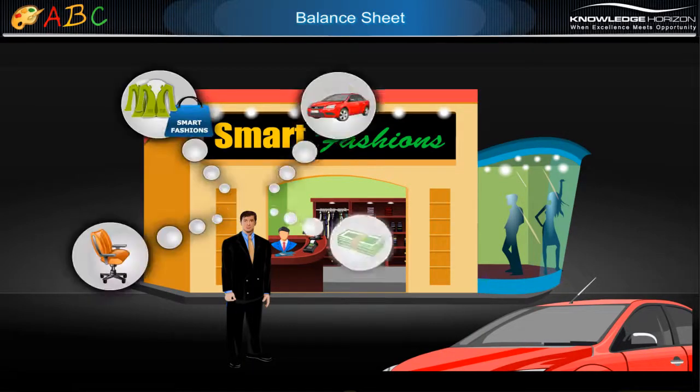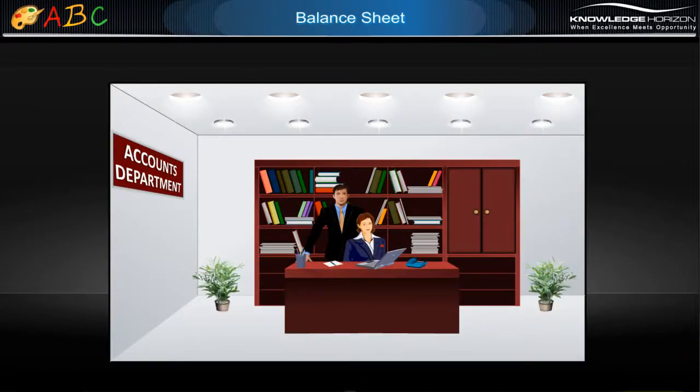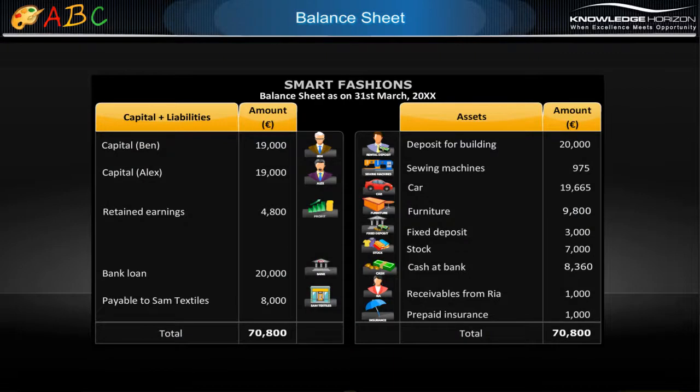Ted needs to know where the business stands, and he finds all his answers in the balance sheet. Ted will share with you the balance sheet of Smart Fashions so that the concept becomes clear to you.